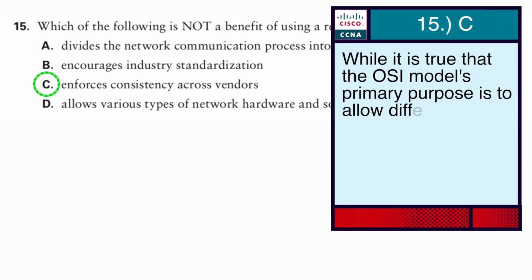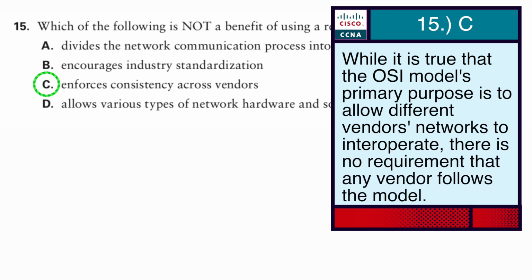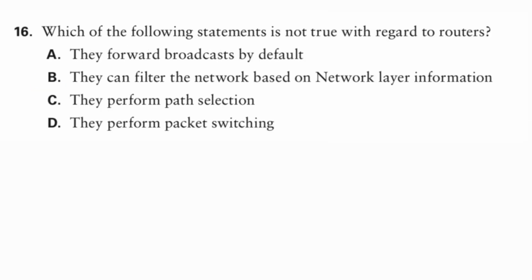The correct answer is C. Enforces consistency across vendors. While it is true that the OSI model's primary purpose is to allow different vendors' networks to interoperate, there is no requirement that any vendor follows the model. Number 16. Which of the following statements is not true with regard to routers? A. They forward broadcasts by default. B. They can filter the network based on network layer information. C. They perform path selection. Or D. They perform packet switching.